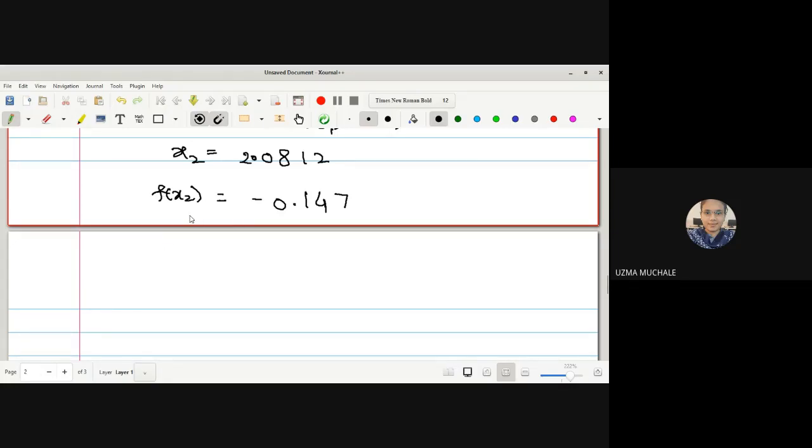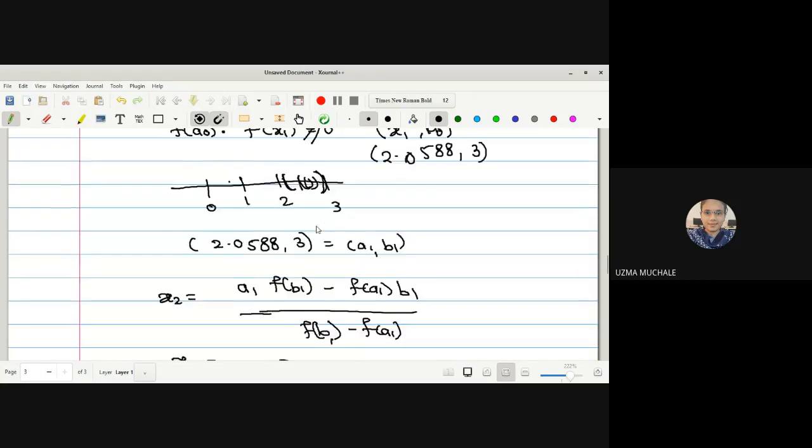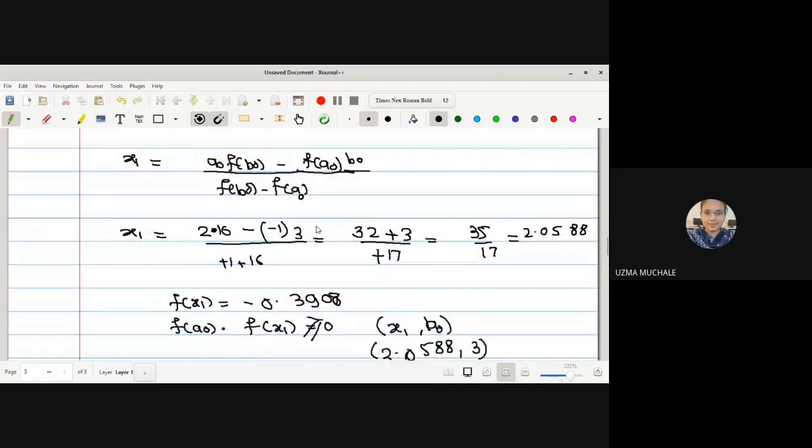I hope you are getting the answer for f of x2 as minus something. Now let us check the next one, that is we have to check f of a1 into f of x2. What is the value of f of a1 we have? First we have to see what is a1, right?